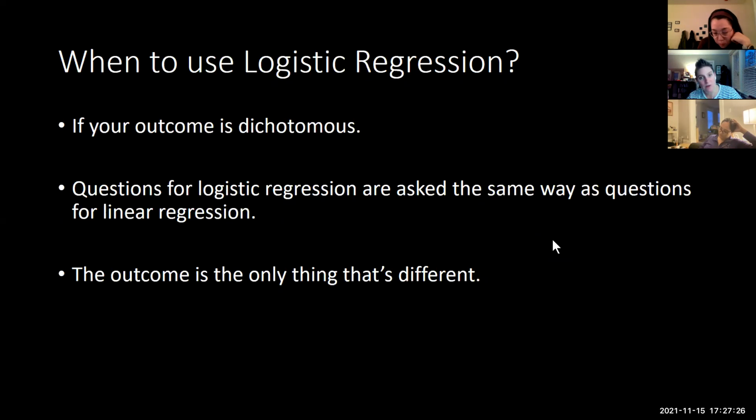But questions about logistic regression, I didn't do my vocal warm-ups before class today. The questions are asked in the same way that they would be for a linear regression equation. So the questions don't sound very different. It's just that instead of saying, does X predict Y, you would say, does X predict the probability of Y happening?